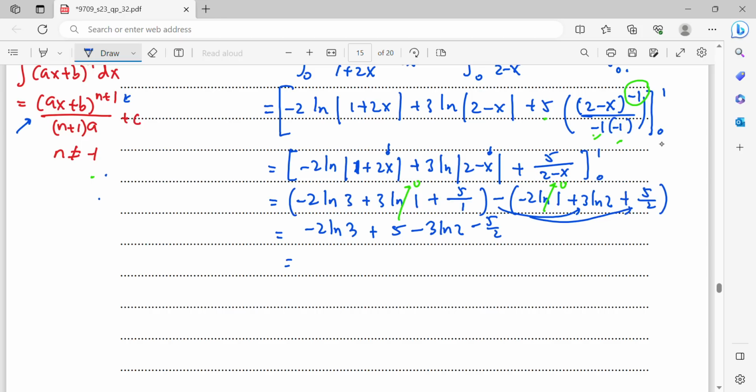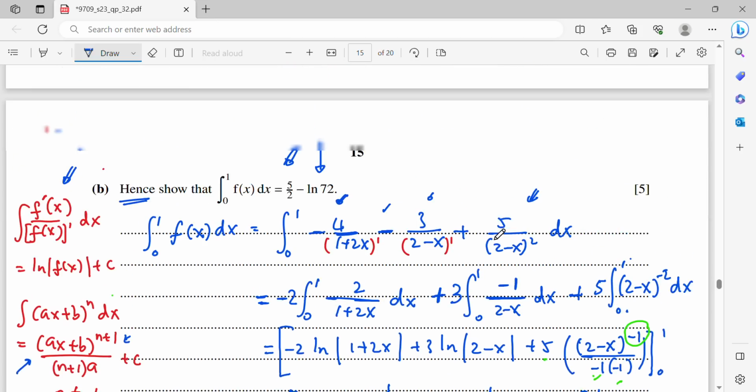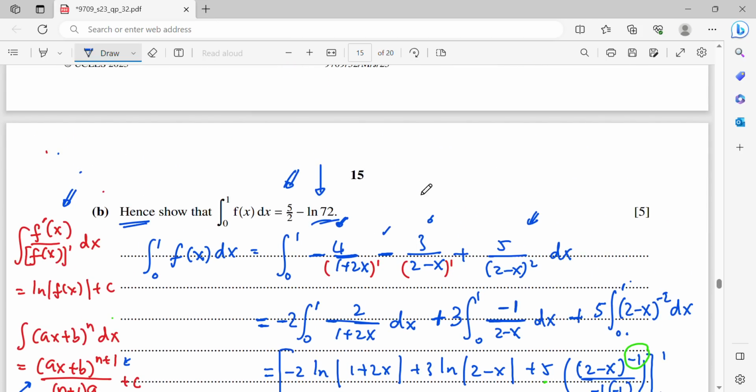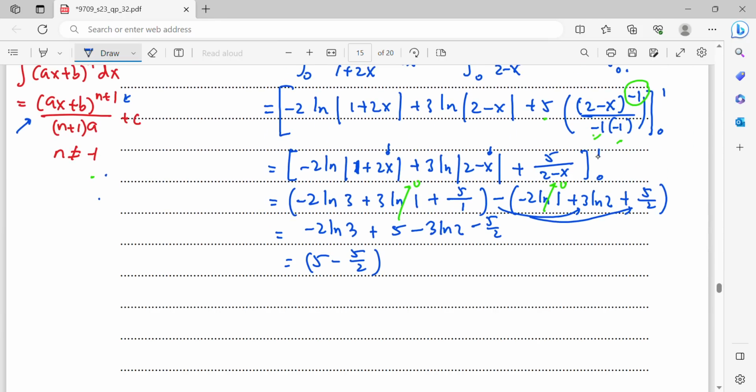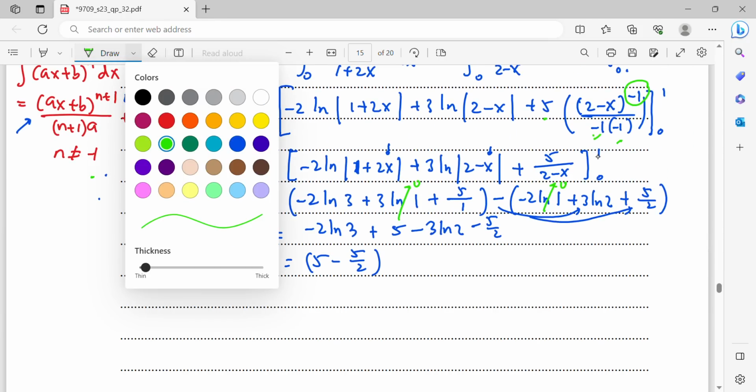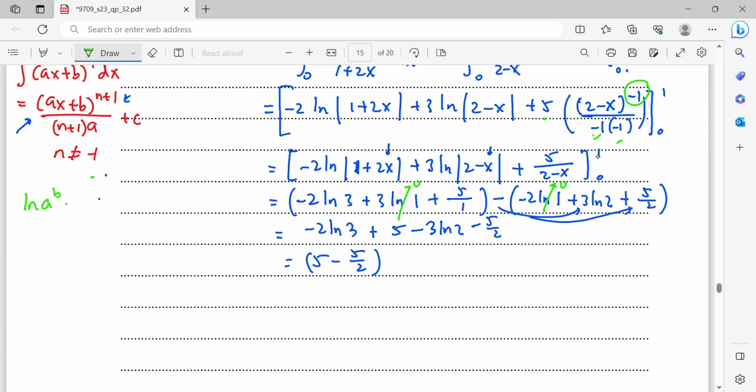Then I will group the term without the ln. So 5 minus 5 over 2. And now for the ln, when you look at the answer here, the coefficient is negative 1. Okay, which means now I need to simplify my negative 2 ln 3. So for your information, ln a to the power b is b ln a, which means now if there is any constant before the ln a, the b will be moved up to be the power of a.